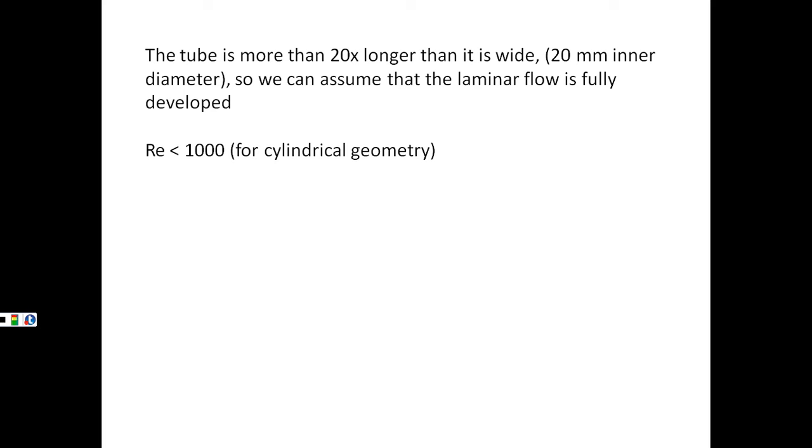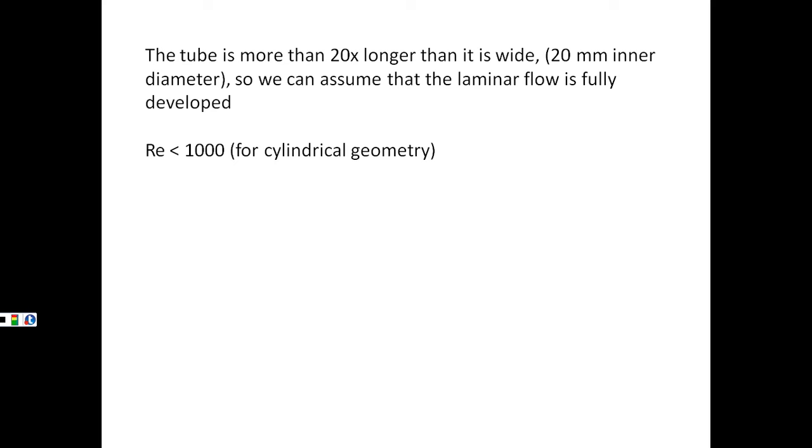So the tube is more than 20 times longer than it is wide, and this 20 millimeter inner diameter is such that we can assume that the laminar flow is fully developed. And because it's a cylindrical geometry, we're going to have to use the characteristic length of our diameter instead of some distance traveled in like a planar dimension, right?